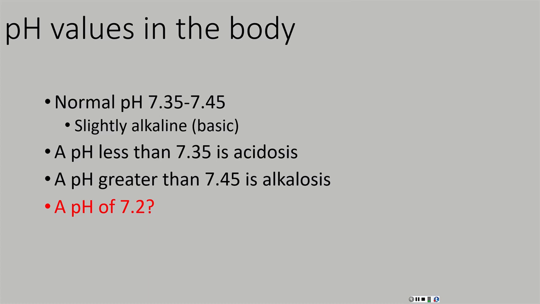But that creates a little bit of a weird issue. For example, let's look at pH 7.2. If we looked at our pH scale, 7.2, it's above 7, so it's an alkaline. But it's below 7.35, so that's considered acidosis. Even though in that instance, that number is an alkaline, it's considered acidosis because it's too low for our body. So there is a little bit of weird area there.